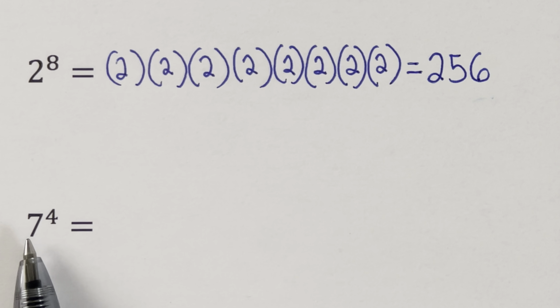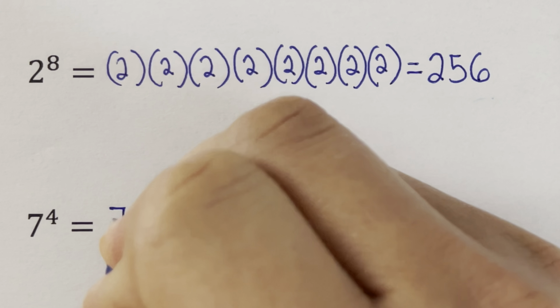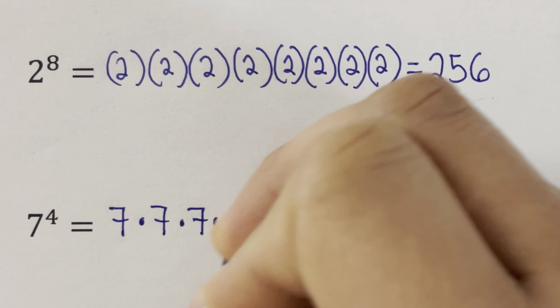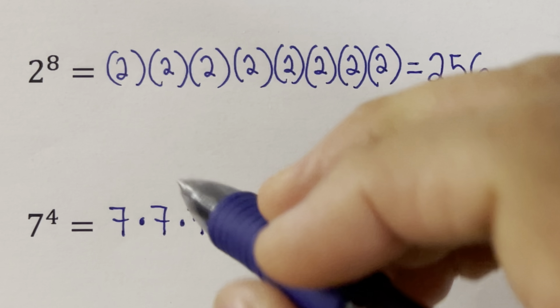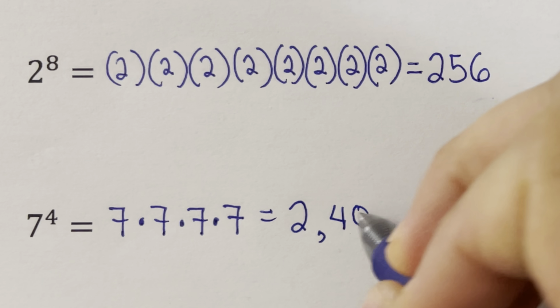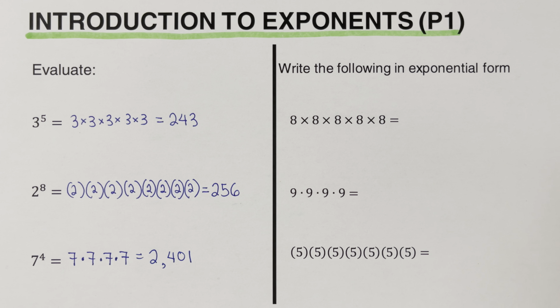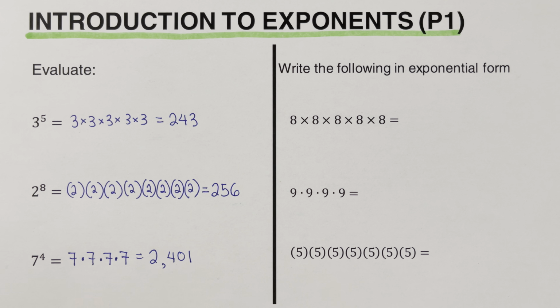Now let's move on to the next problem. This is read as 7 to the 4th power. This means that we are going to multiply 7 four times. I'm just going to write that down here. If we multiply 7 times 7 times 7 times 7, this will give us 2,401. Did you get the same answers as this? Good, perfect.